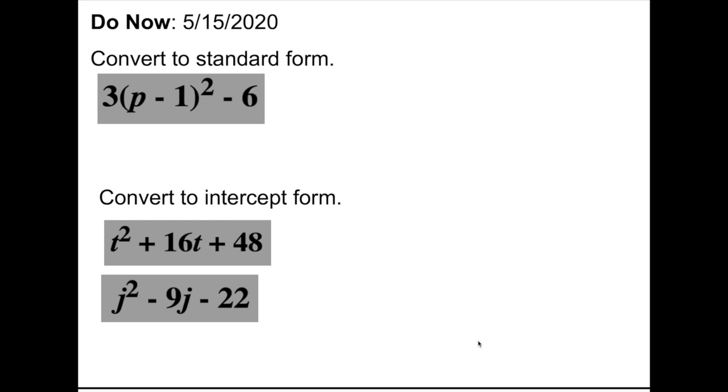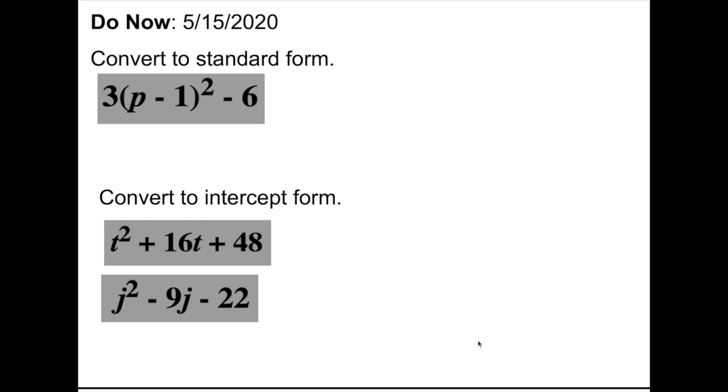So in this video, we're going to cap off the week with a little bit of extra practice on converting to standard form and intercept form using the box method. If you haven't taken a look at my 4 videos, actually 5 videos on those conversions, maybe even 6, I recommend you take a look at the class Google Doc for more info on that.